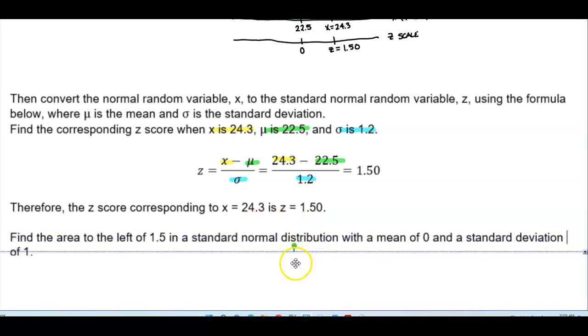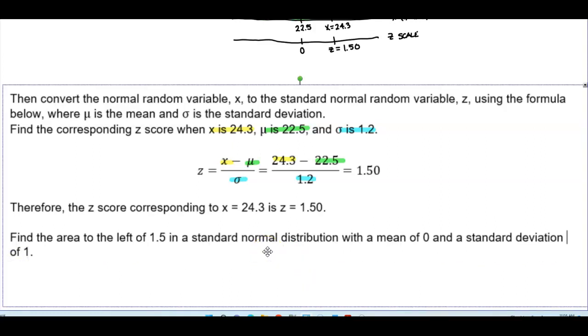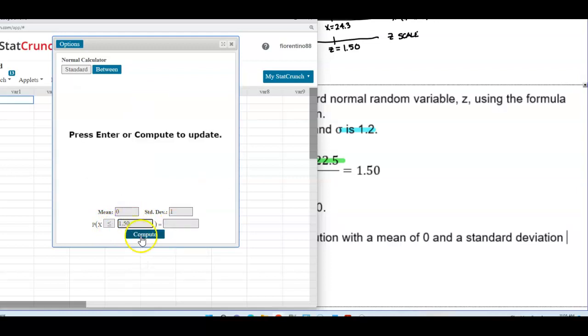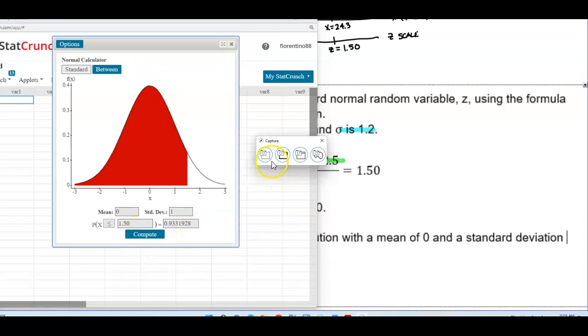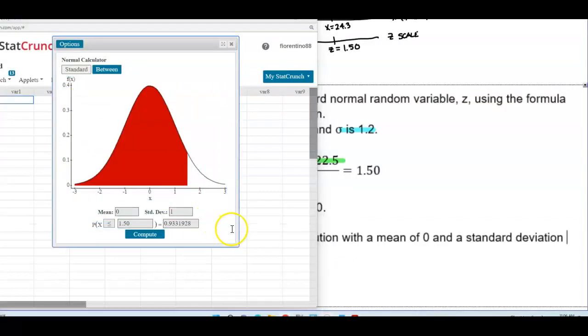So we want to find the area to the left of 1.5 in the standard normal distribution with a mean of 0 and a standard deviation of 1. We're going to open this up in StatCrunch. We go to options and then select refresh. We want the mean to be 0 and the standard deviation to be 1. We want it to be to the left, so we want the arrow to point left, which is less than or equal to, and we put in the z-score of 1.50. Therefore, it's going to give us our area, or probability. Let's go ahead and take a look at that.